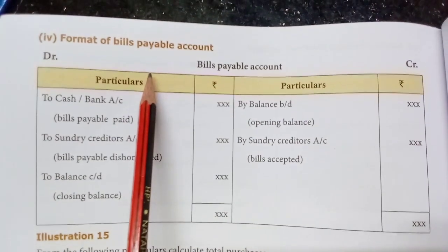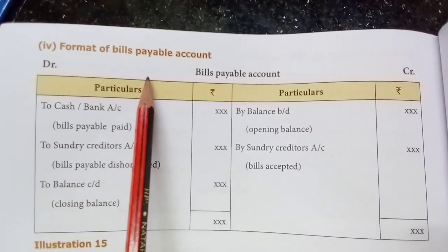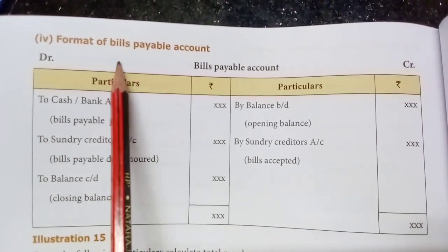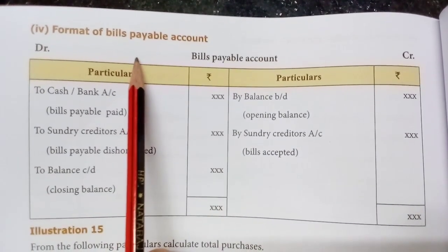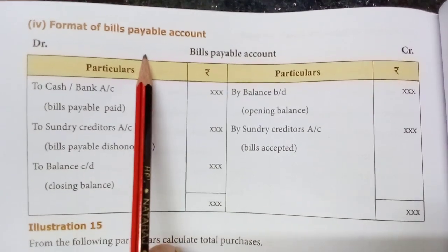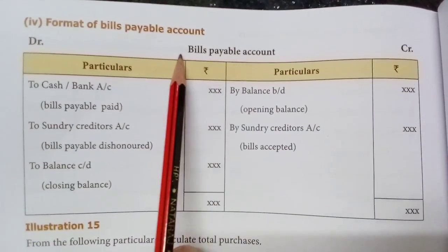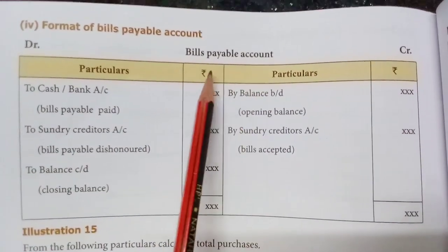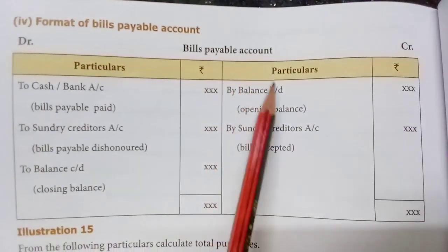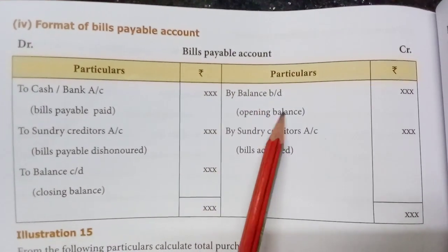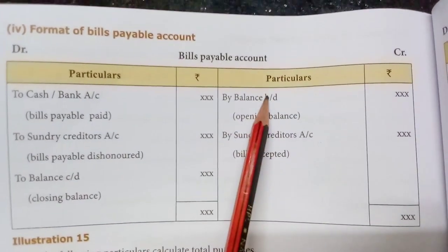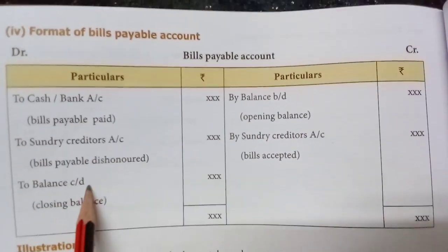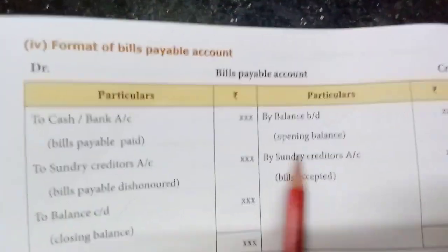We have learned total creditors account. Now we will learn the bills payable account. Bills payable account we prepare in the same way as we prepared the bills receivable account. Bills payable account also shows a credit balance. So opening balance is credit, so by balance brought down. If opening balance is on the credit side, closing balance will be on the debit side.